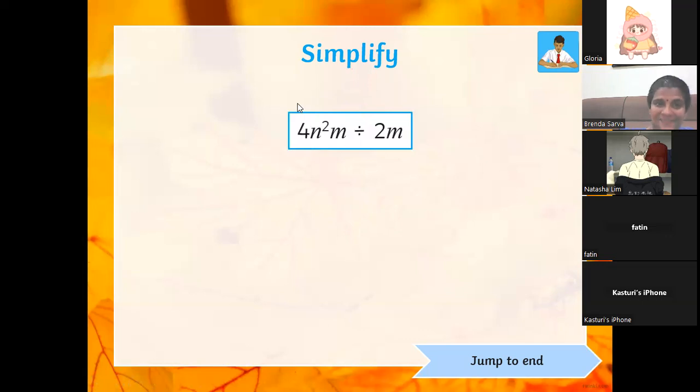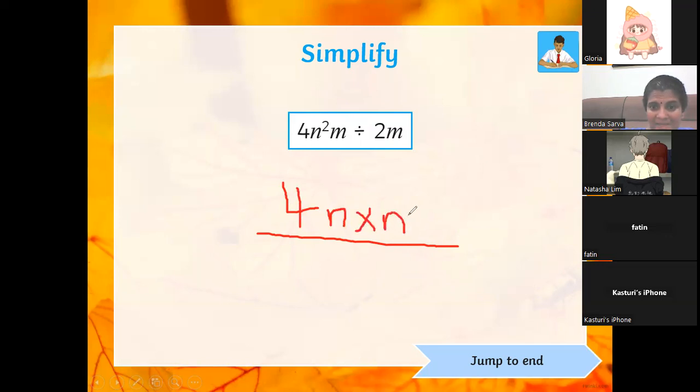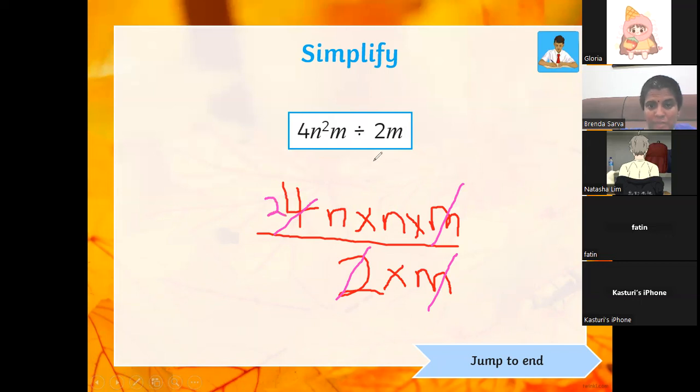How about this? Remember just now how I did it? You do it like a fraction. You write up here 4n times n times m. You break it up. Divide by 2 times m. So what can I cut? I can cut off the m, and I can cut the 2 divided by 2 and 4 over here, it will become 2. So you are leaving me with the answer, very good, 2n squared.